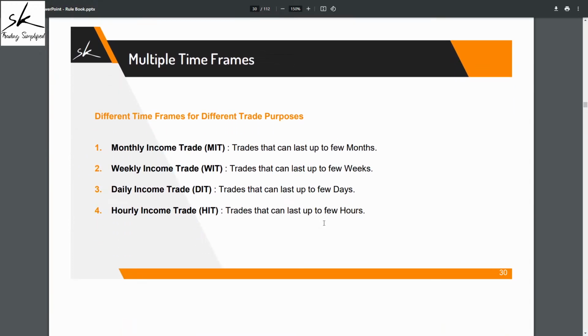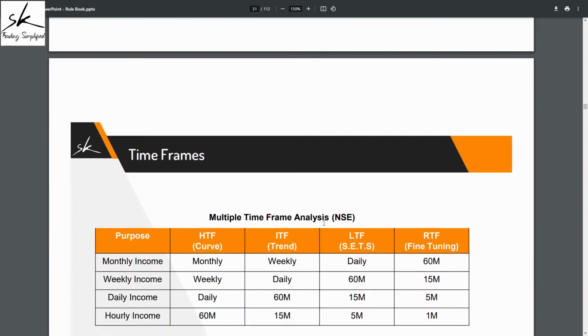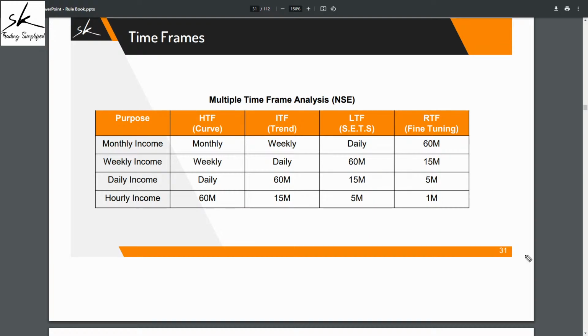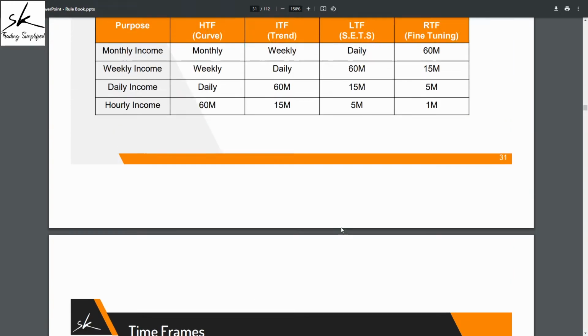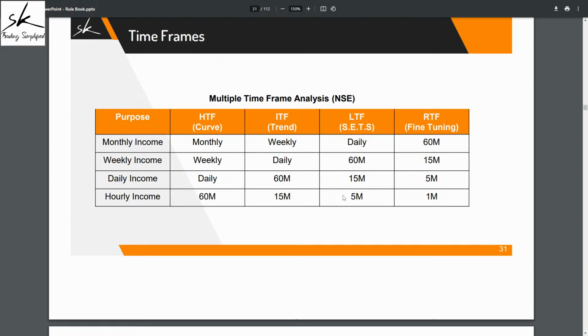Next, what are the 4 different trade purposes? We have already talked about it. What is HIT, DIT, WIT, and MIT? So now the question comes that for all these 4 different trade purposes, what will be my 4 different time frames? And the answer comes from this table. Now mind it, the table which is on page number 31 is specifically for the NSE market, because it's open for a very short duration, which is about 6 hours and 15 minutes. But if you're trading markets which are open for longer durations, like your commodities, forex, cryptos, then you can refer to the table which is page number 32. But since I take the examples from the NSE market, I'll be referring to this table.